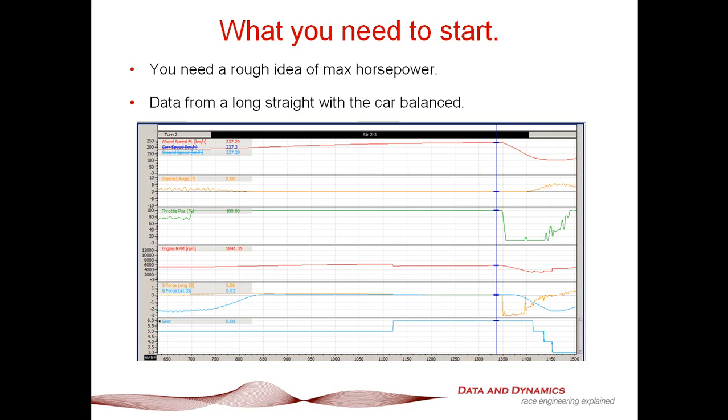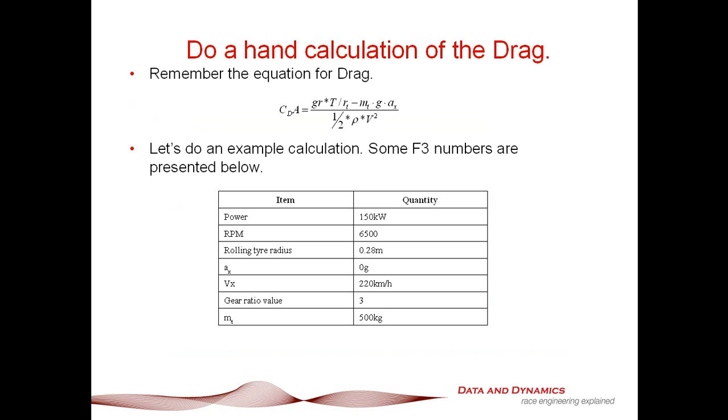The other thing you need is data from the longest straight with the car balanced. As you can see where I've placed the cursor, it's down where the car is perfectly balanced, where it's not accelerating anymore. That should give us a rough idea of how to calculate the drag. To calculate the drag, CDA is effectively the gear ratio times the engine torque divided by the rolling tire radius, subtracted from the mass of the car times the acceleration due to gravity times AX, presuming we're measuring AX in terms of G, all divided by a half rho V squared.